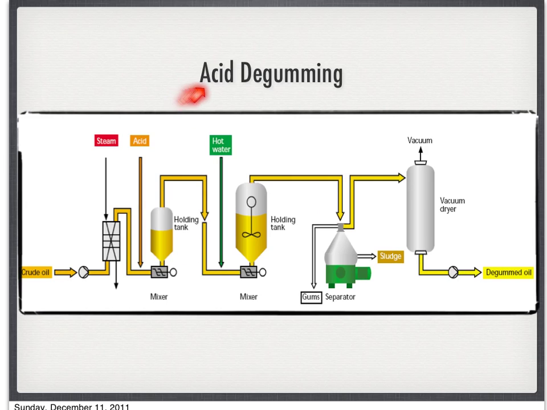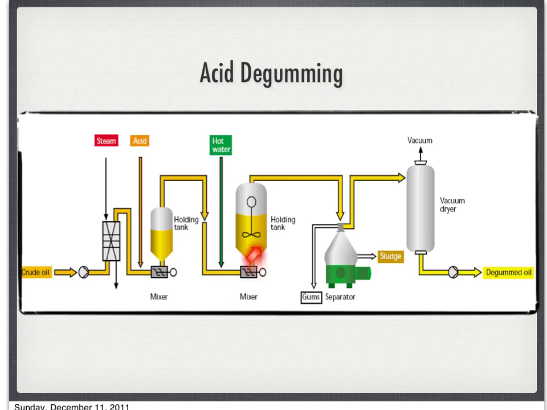And this diagram shows the various stages in the acid degumming process. Acid degumming is suitable when the oil contains a significant amount of non-hydratable phosphatides. It is commonly used for palm oil or palm kernel oil in the refining process. So the crude oil will go to the heater, and the acid in the form of phosphoric acid will be added at this point and mixed with the oil, and it will go to the holding tank, and in the next step, the hot water will be added to hydrate the hydratable phosphatides in the oil.